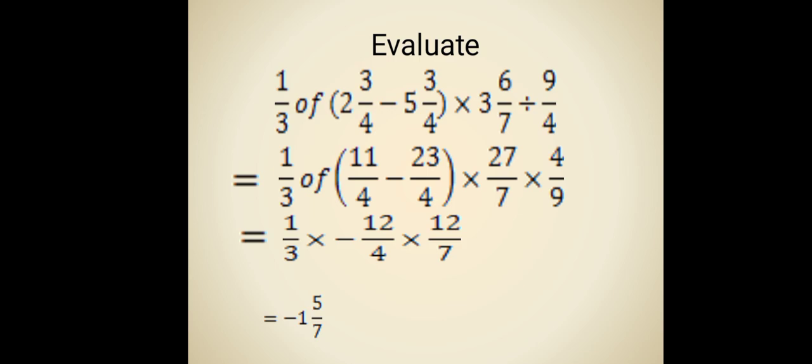And this part here, the bracket we have worked, we have gotten negative 12/4. So take a third of that, and then multiply by 12/7. We get our answer as negative 1 and 5/7.